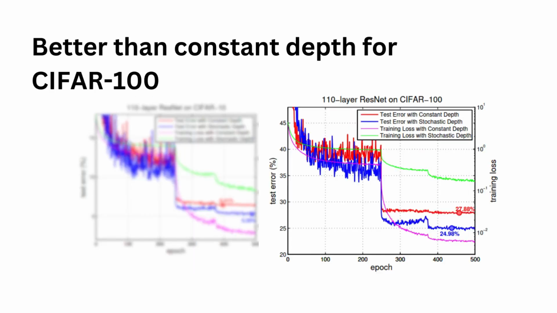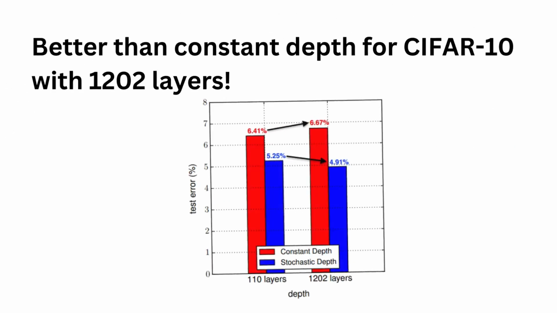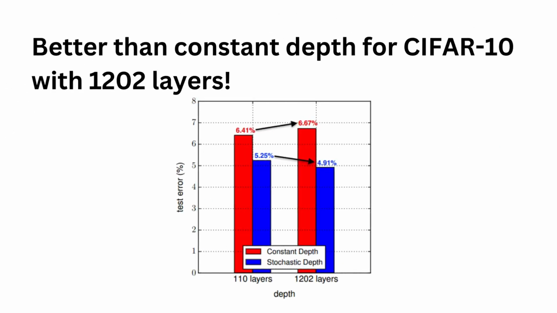It seemed like on this dataset, the regularization effect of stochastic depth was beneficial. This is even apparent on the order of magnitude more layers with the 1,202 layer residual neural network. As we can see with the constant depth ResNet, we have overfitting happening from 110 to 1,000 layers, while with stochastic depth, we do not have this issue. That's the regularization effect of stochastic depth in action.